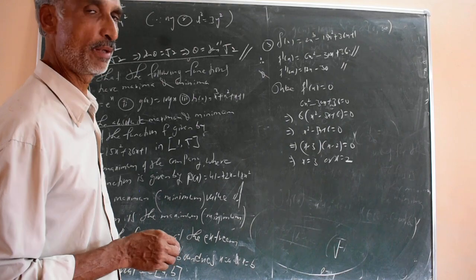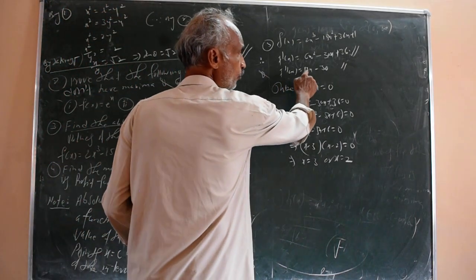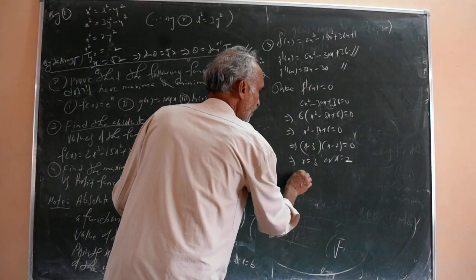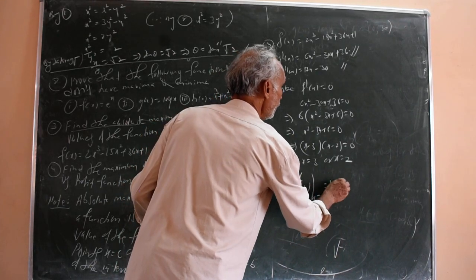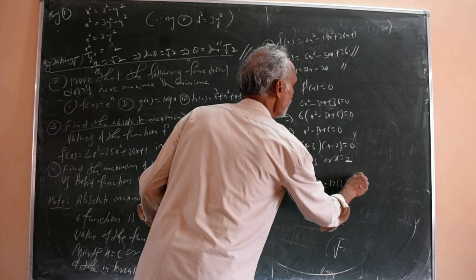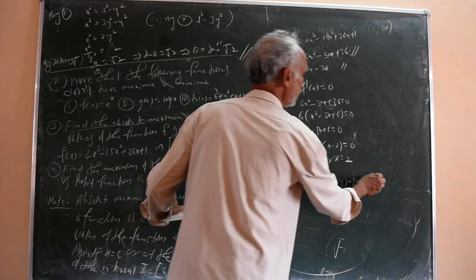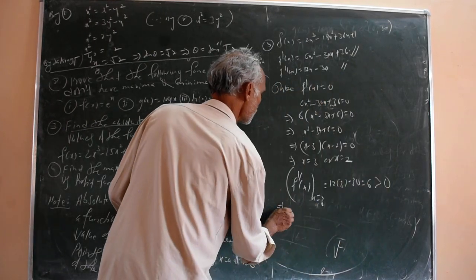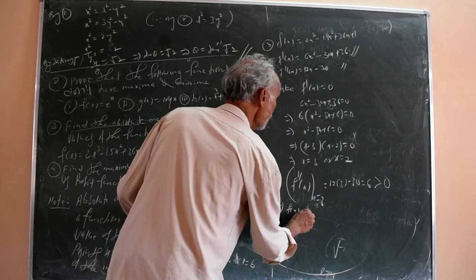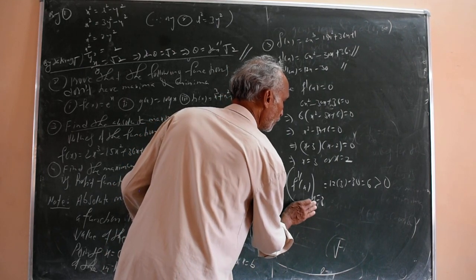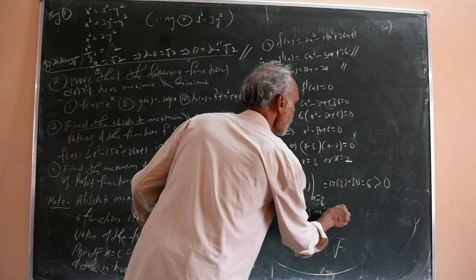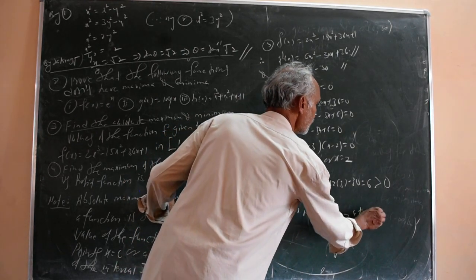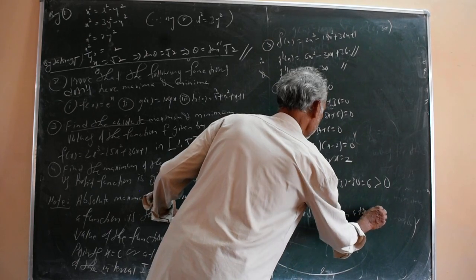At what point is it maxima or minima? Use the second order derivative test. F double dash of x at x is equals to 3 is 12 into 3 minus 30, which is equals to 6, greater than 0, implies f of x is minimum. Second order derivative is positive means it is minimum. Minimum at x is equals to 3.